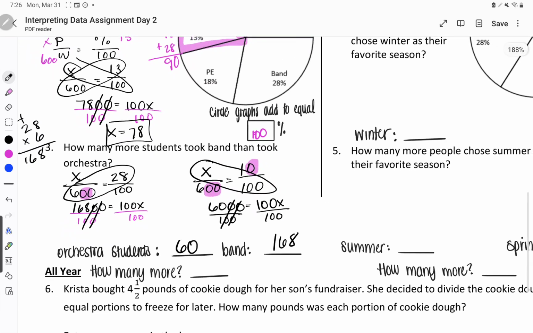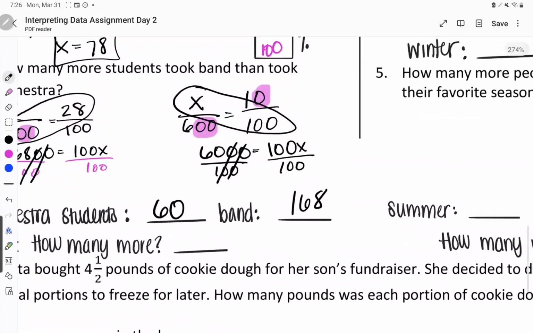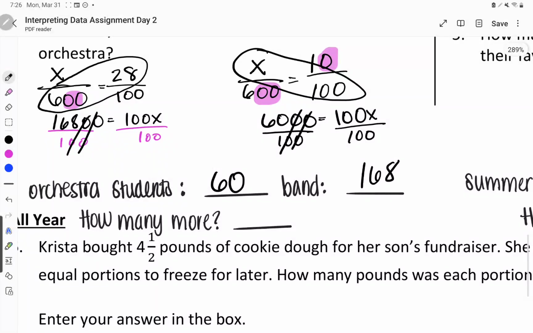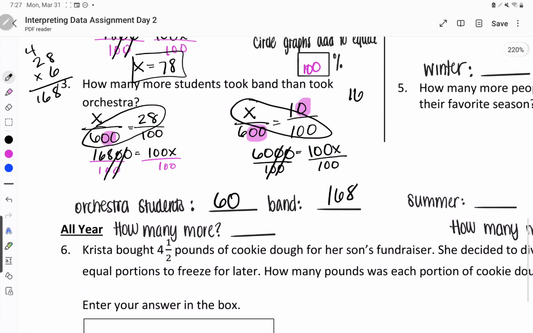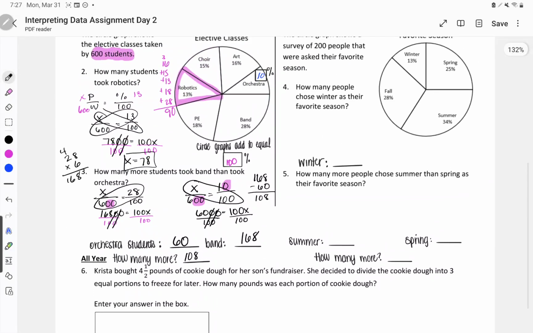So when it says how many more took band than took orchestra, how do I figure that out? I subtract. So I would do 168. I'm going to put that somewhere else because that's not what goes in that blank. I would do 168 minus 60, and that's going to give me 108 more kids took band than took orchestra.